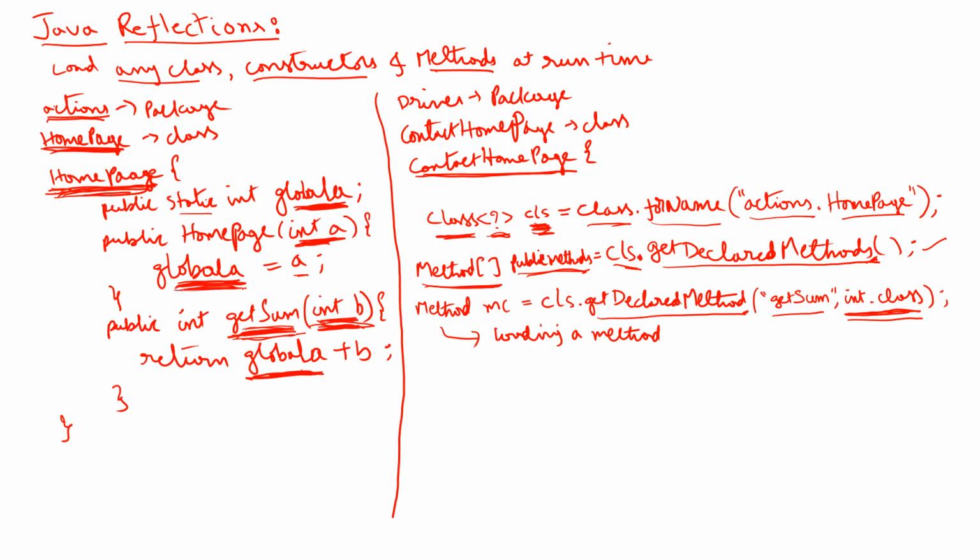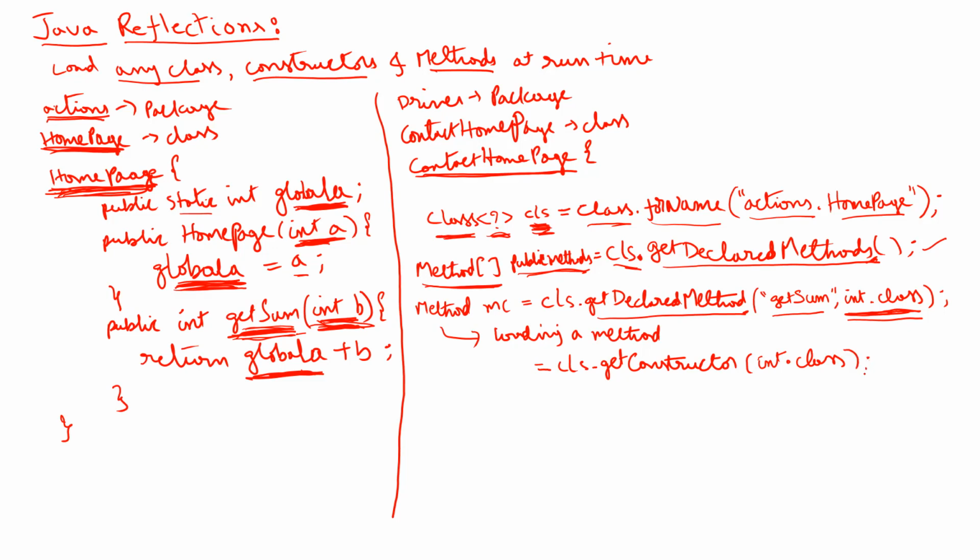So that means we have to load the constructor first. For loading the constructor, we have a method called getConstructor. So this equals CLS.getConstructor, and again this constructor is accepting an integer variable, and for that integer variable we have to pass the class type, which is int.class.